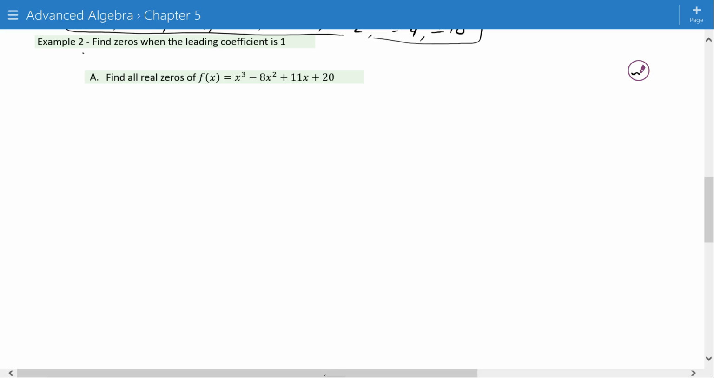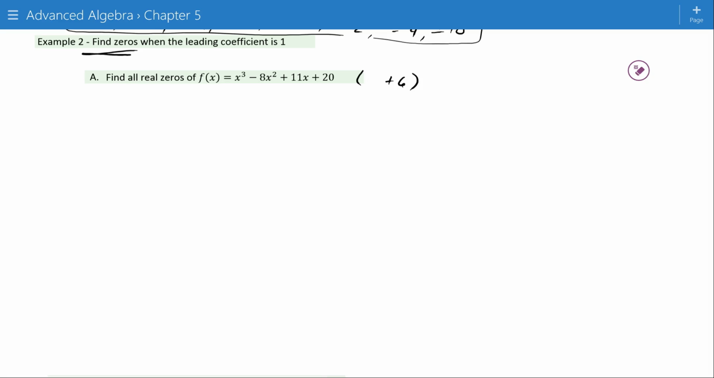All right, so now let's go ahead and try to use these. We want to find all the zeros, and in this case the coefficient is going to be 1. So if we're finding all of the zeros, we actually want to know like x equals what. We're going to use that theorem to help us out. In this problem, x cubed minus 8x squared plus 11x plus 20, we're not given a factor already, right? We did that in the last unit.